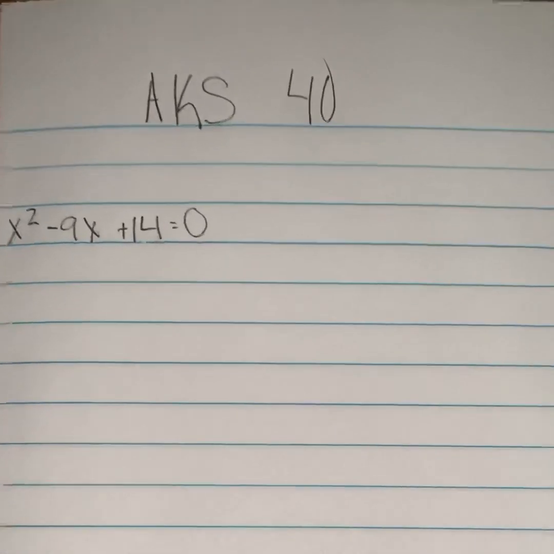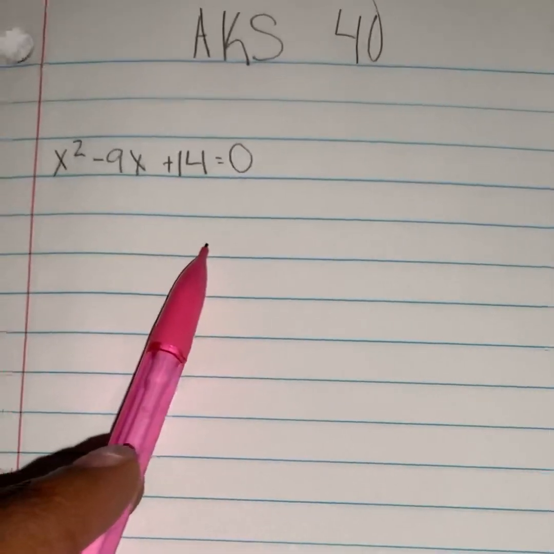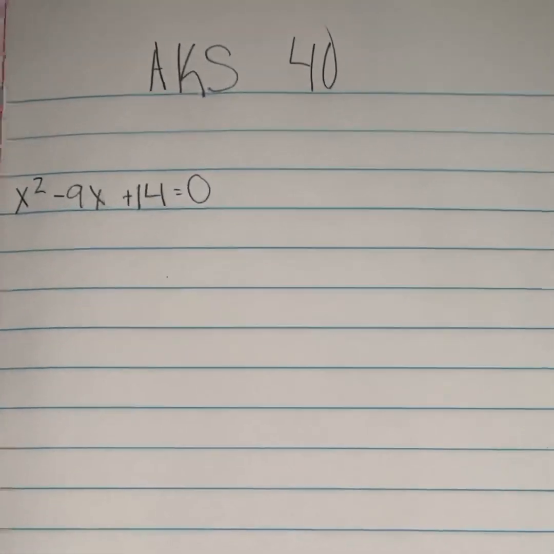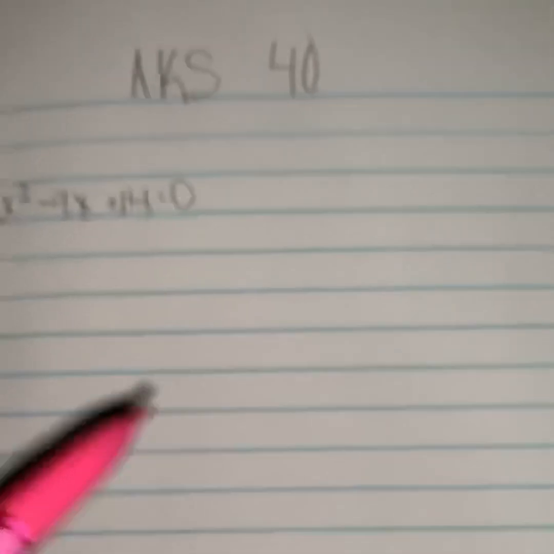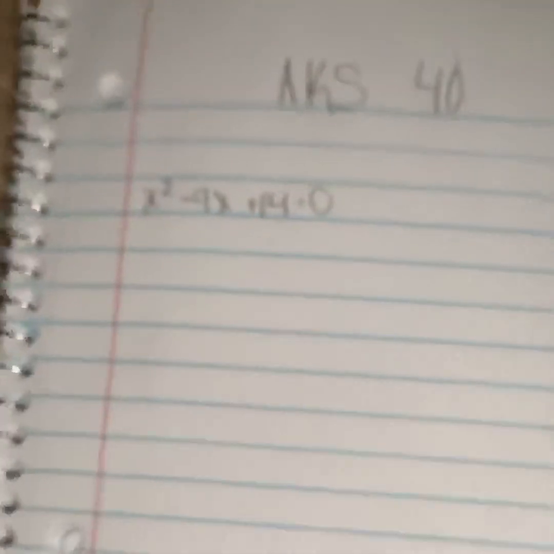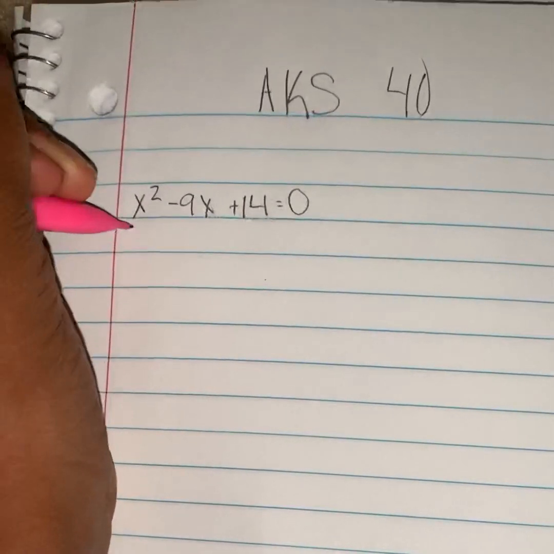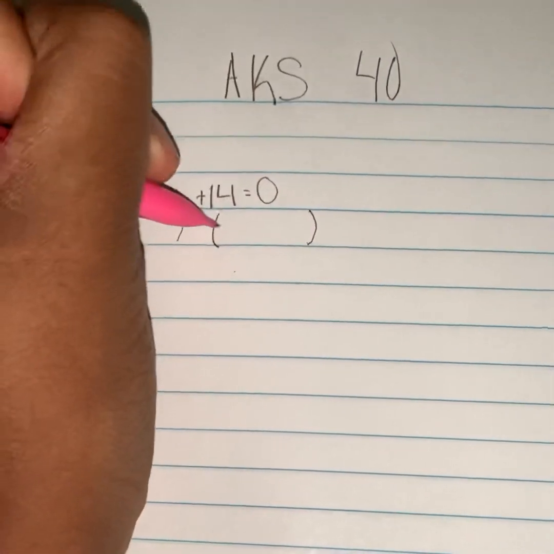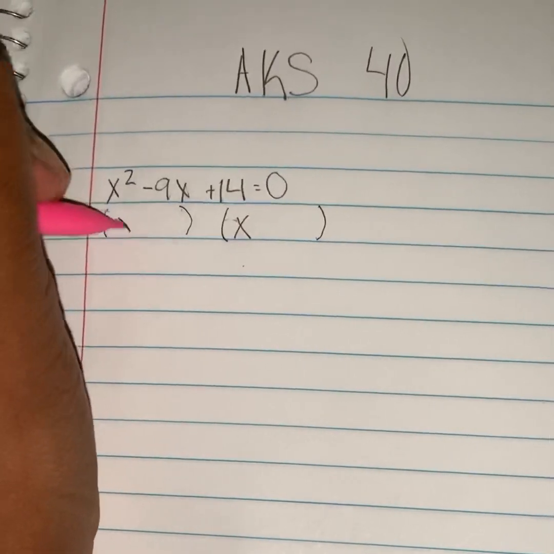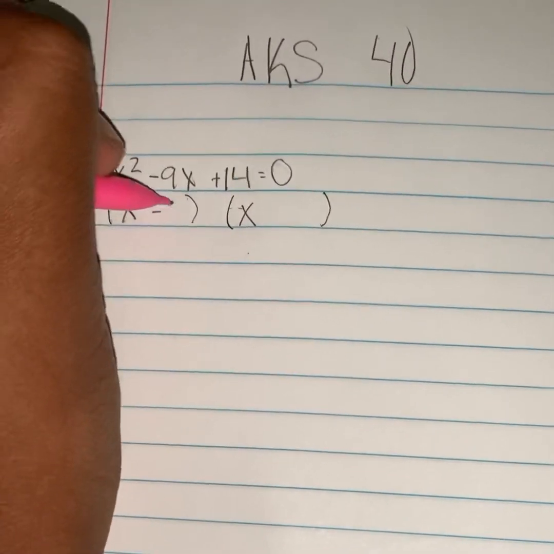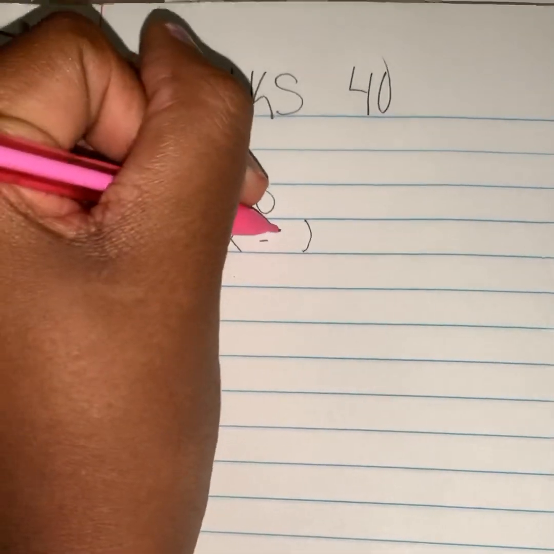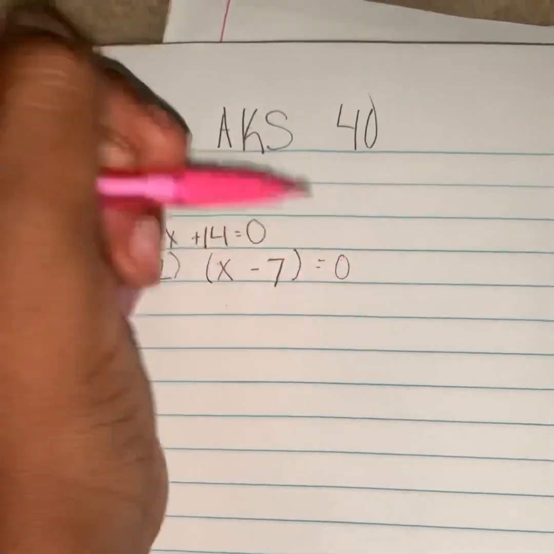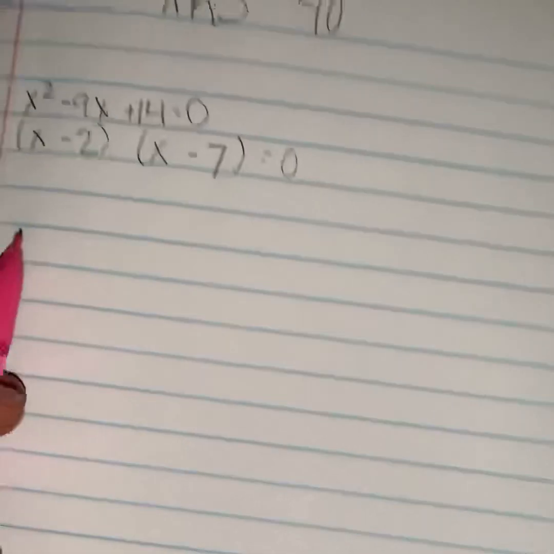What multiplies together to get 14, and what adds together to get 9, which would be -2 and -7. So we would put, because right here, as you can see, x squared, we would put 2 x's, x, and then -2, -7. And that would equal to 0. So both of them want to be equal to 0.